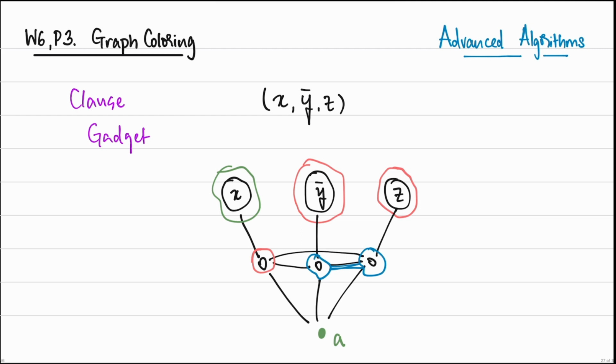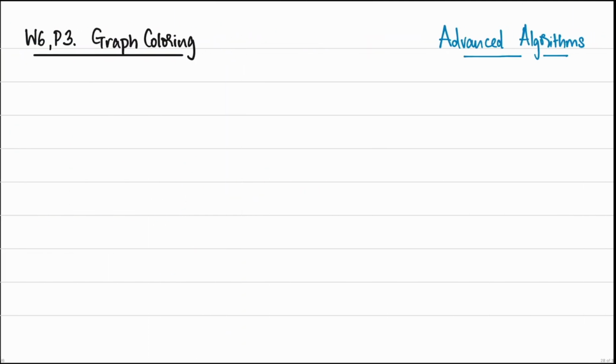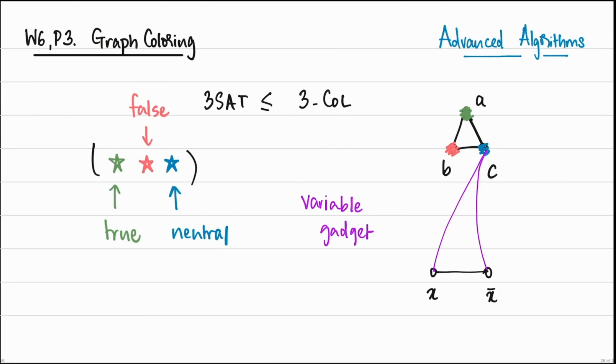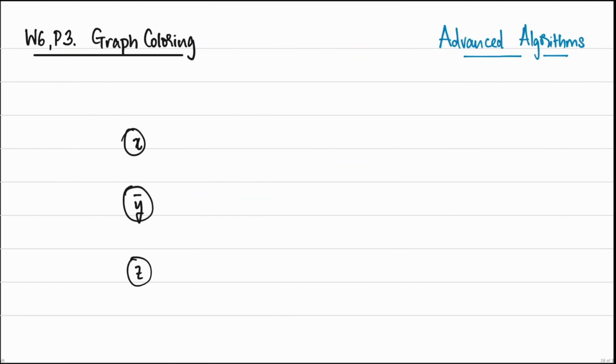So you have to do sort of this delicate balancing act where you have to create a gadget that blocks out exactly what you want to be blocked, but it's actually permissive on everything else. So we'll have to try something a little bit different here. Let's keep the same example. We have X, Y bar, and Z. Remember, these are vertices coming in from the variable gadgets that we have already drawn. I want to focus on the literals that actually belong to the clause under consideration.